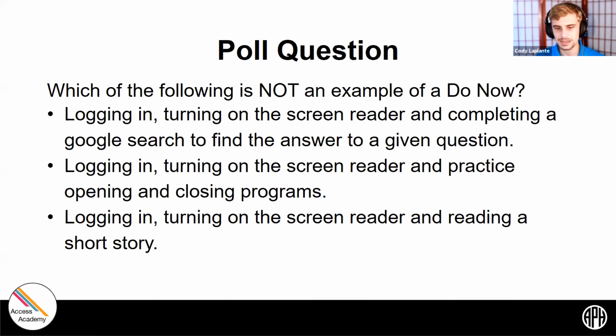Yeah. As we look at the poll, the correct answer, the thing that I label as the correct answer, was the second one: logging in, turning on the screen reader, and practice opening and closing programs. Why is that not an example of a do now? Tell us in the chat. Why is that not an example? All right. As you do that, I'll ask you in a second, Betsy, what people say. But as you do that, I'm going to start talking about why the number 1 and number 3 are good examples.